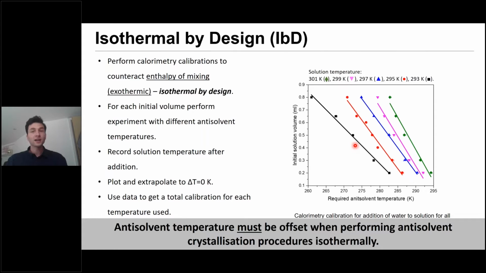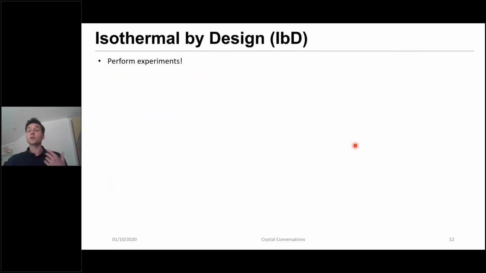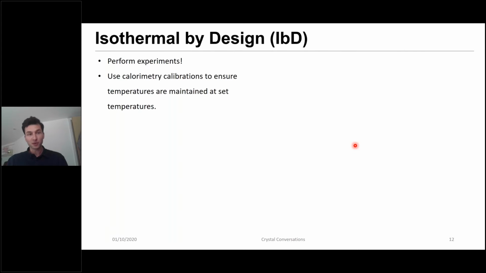So to take from this, we know that anti-solvent temperatures must be offset when performing anti-solvent crystallization procedures isothermally, because it has such a large effect on the system. And if we want accurate data for predictive testing, we need to take it into account. So the next stage was simply to perform the experiments.